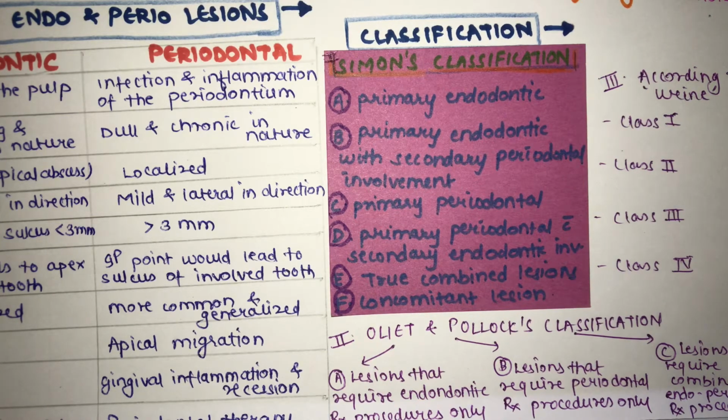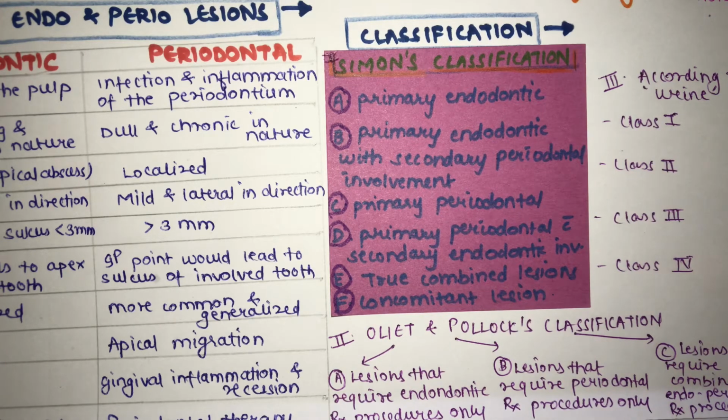And the last classification was given by Weine. So he classified it into 4 classes. So first class is the tooth in which the symptoms, clinically and radiographically, show that it can be a periodontal disease, but in fact it is a pulpal inflammation and/or necrosis. So that means it is a class 1 where clinically and radiographically you will see what looks like a periodontal disease, but in fact it is a pulpal disease. Class 2 is when the tooth has both pulpal or periapical disease and periodontal disease concomitantly. So both diseases are present concomitantly in class 2.